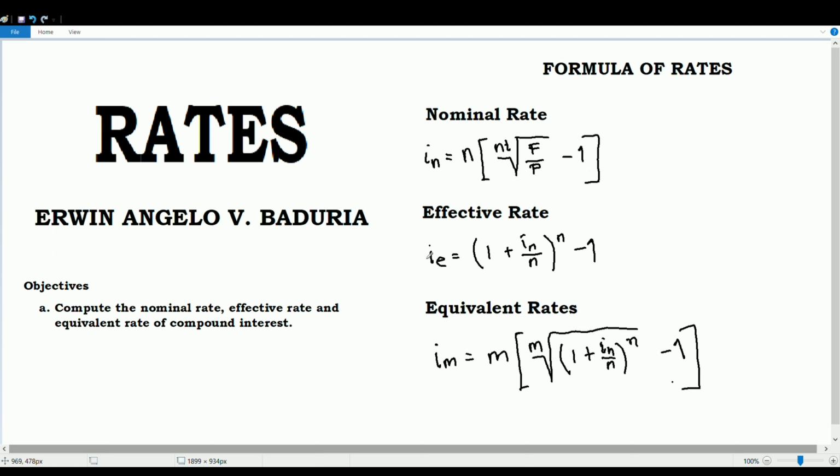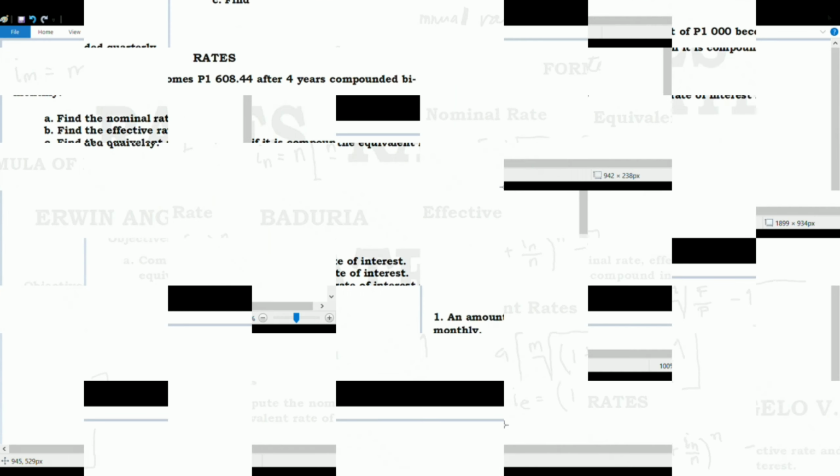For the effective rate, denoted by I subscript e, we will be using: it is equal to 1 plus I subscript n over n, raised to n, minus 1. Take note that it is an annual rate. And for the equivalent rate, we will be having I subscript m, which is equal to the product of m and this bracket. We have the mth root of 1 plus I subscript n over n, raised to n, minus 1, and 1 is outside the radical sign.